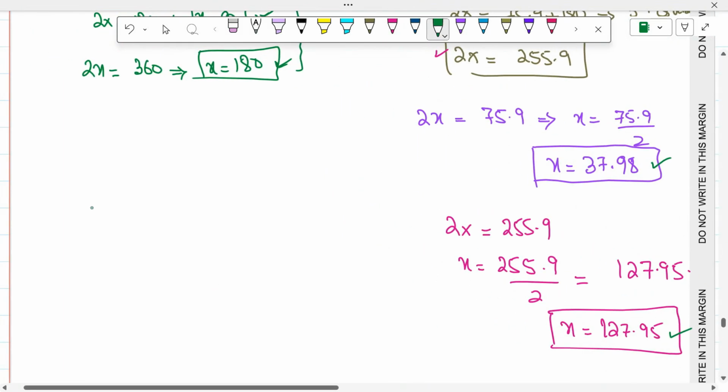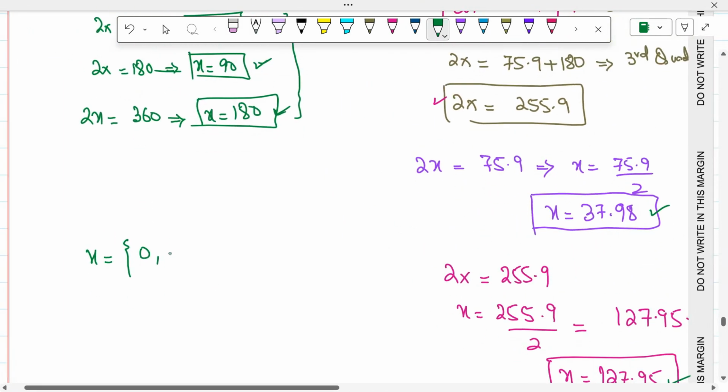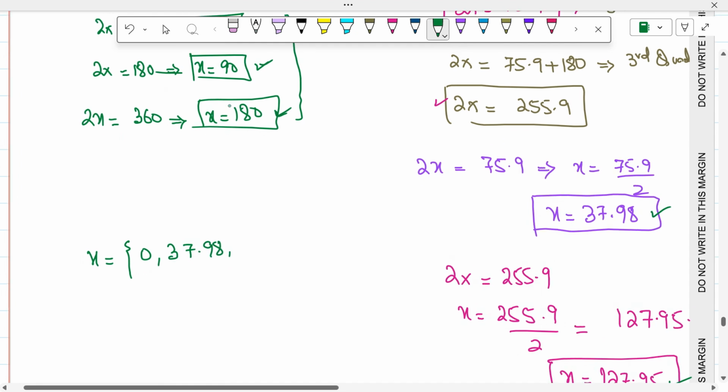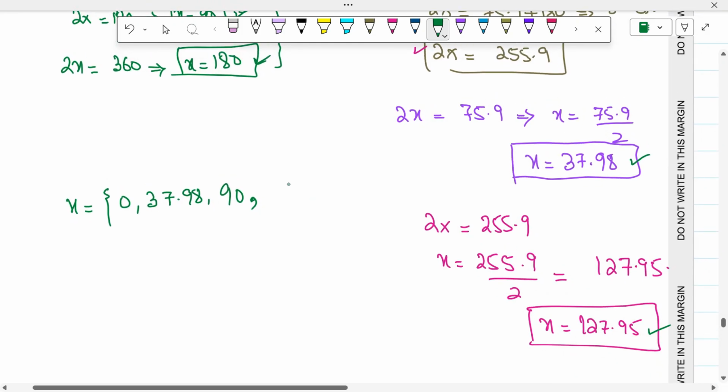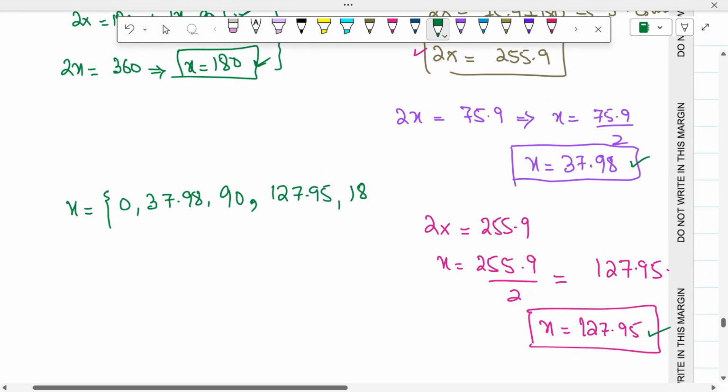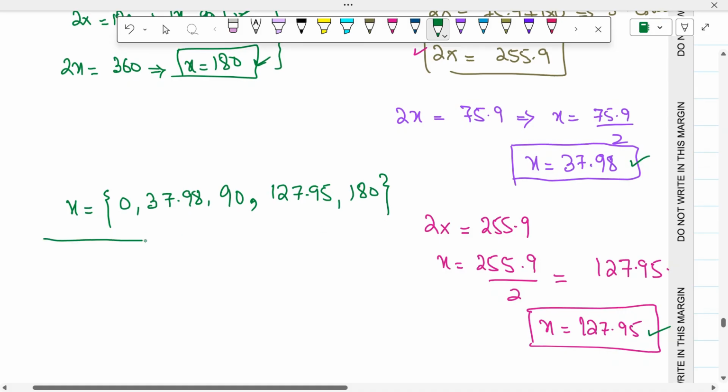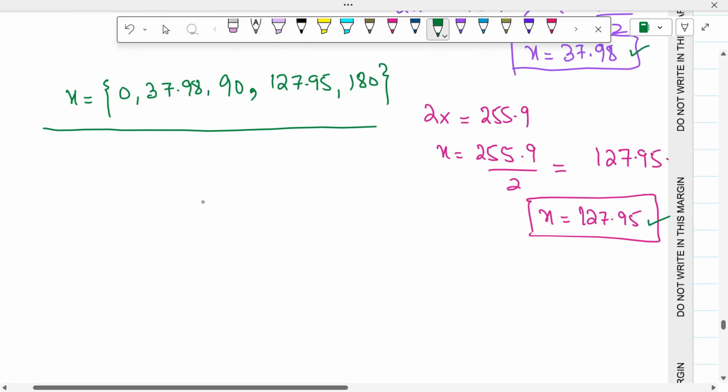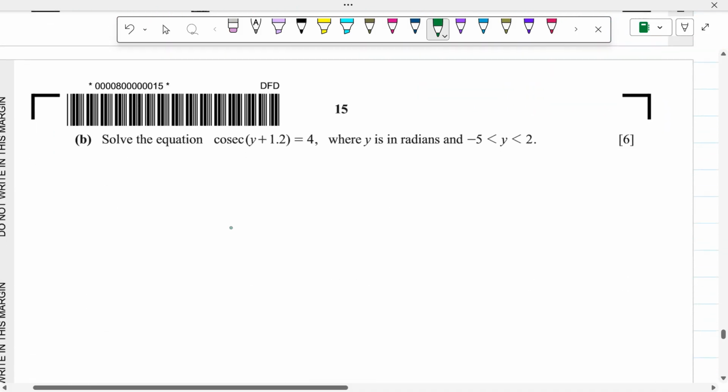So we have the values of x equal to 0, then 37.98, then 90, then 127.95, then 180. These are the required solutions. Let's move to part B.